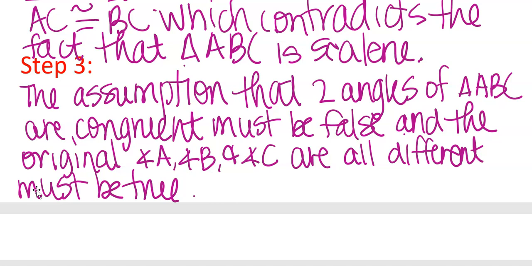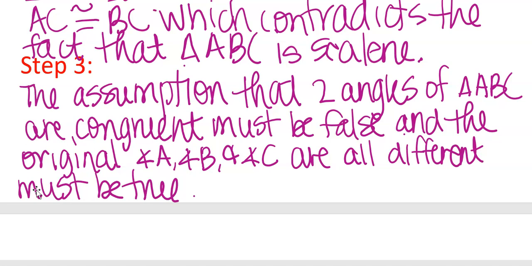Okay, so here's what I said. The assumption that 2 angles of triangle ABC are congruent must be false, and the original angle A, angle B, and angle C are all different must be true. You could say that the original triangle ABC is scalene must be true. You can say this in so many different ways, but you have to say that yours was false and theirs is now true. So you have to do something that contradicts.